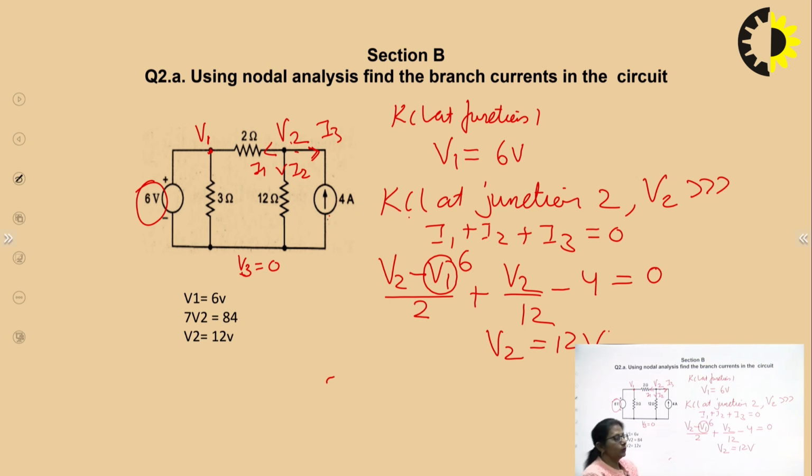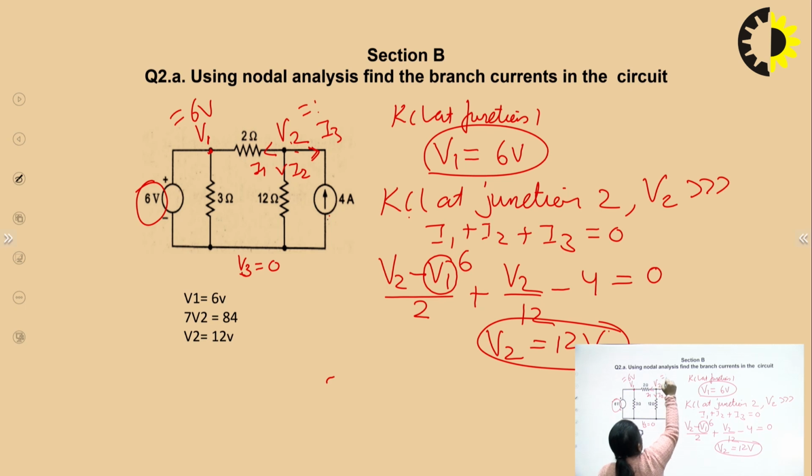Right? So V2 is 12 volts, V1 is 6 volts. Now we got both the voltages. This is 6 volts and this is 12 volts. Right? Now we got the junction voltages. Now the next thing required is to find the branch currents in the circuit. So let's move on with the branch currents.